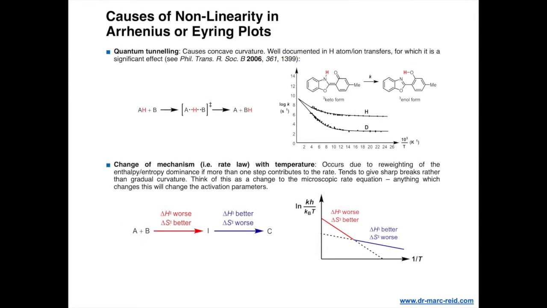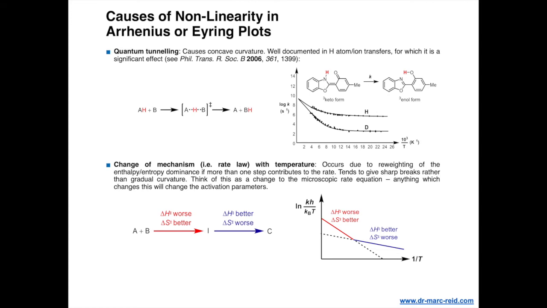For all our comparisons between Arrhenius and Eyring plots, we have assumed that the linear forms of both equations are always linear. However, there are various cases in which the plots deviate from linearity. In our first example, quantum tunnelling can cause concave curvature on an Arrhenius plot. This is demonstrated for the tautomerization process depicted at the top right of the slide.